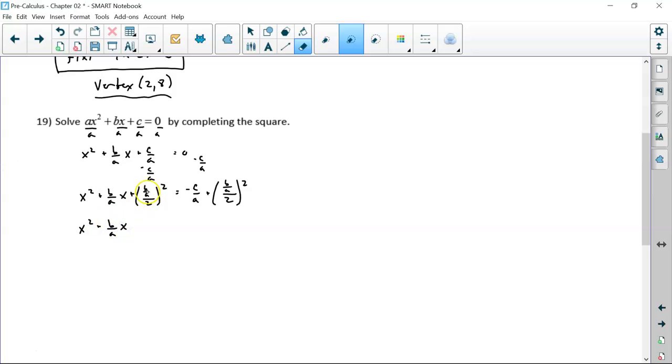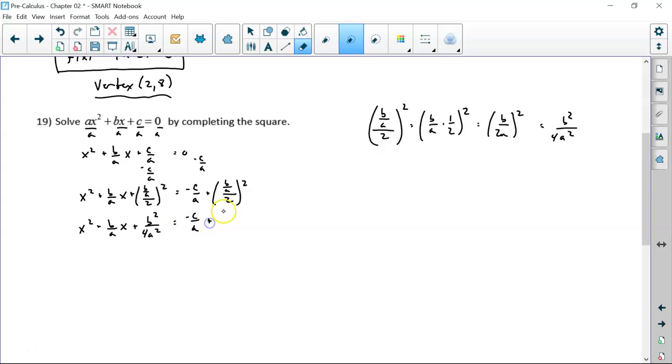So I get x squared plus b over a times x. Now that's a messy number there, so I'm going to work off to the side. b over a divided by 2, I'm going to square that. We don't divide fractions, we multiply by the reciprocal. So it's b over a times the reciprocal of 2, which is 1/2, squared. So what that is, it's (b over 2a) squared. And when we square that, we square everything: b squared, 2 squared is 4, and then a squared. So it's plus b squared over 4a squared equals negative c over a plus b squared over 4a squared.